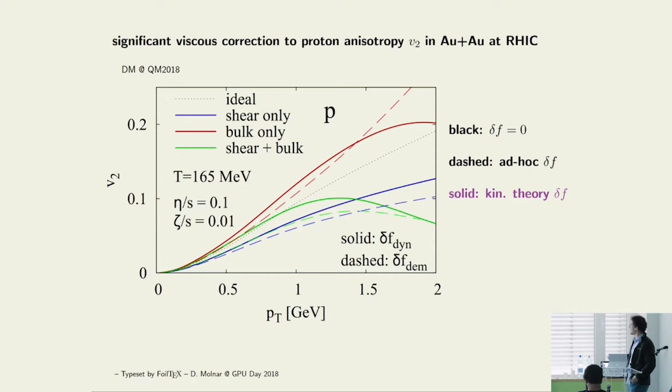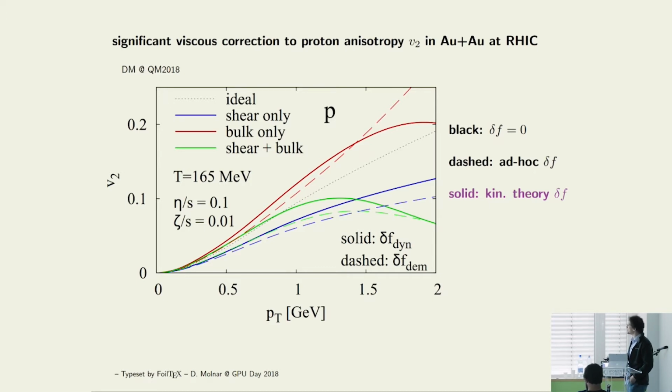If you ignore all these effects, you just say, I don't care about non-thermal corrections, I'm just going to cheat. You don't conserve energy momentum that way, fine, but I don't care. Then you get this kind of plot. This is proton. Now, all the other curves have some corrections, shear viscosity, bulk viscosity. There are dashed lines where people use these ad hoc quadratic forms.